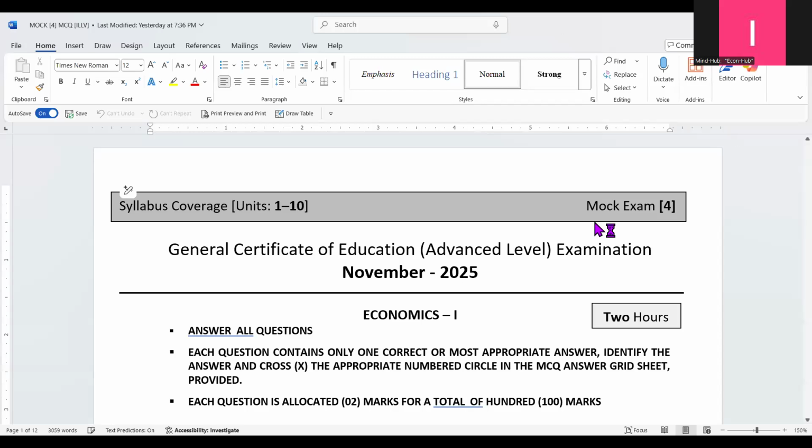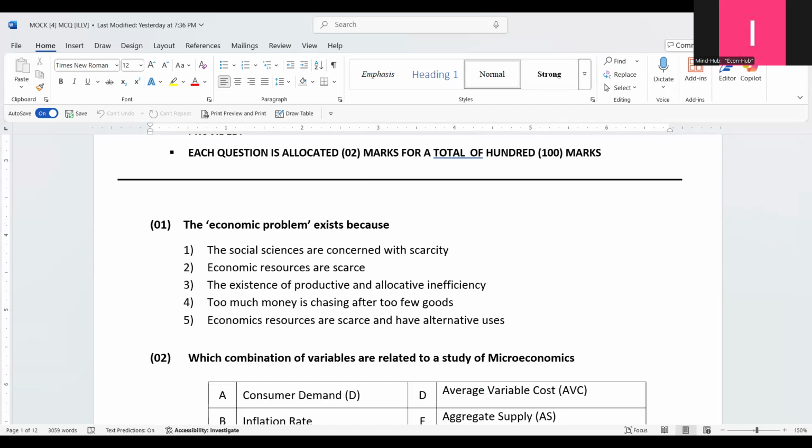Hopefully you can see the MCQ paper now. Right. Okay. So question one. The economic problem exists because the economic problem is fundamental, basically the relative scarcity of resources and how we need to allocate those relatively scarce resources. Relative scarcity is the central problem in economics. So the correct answer would be number 5.